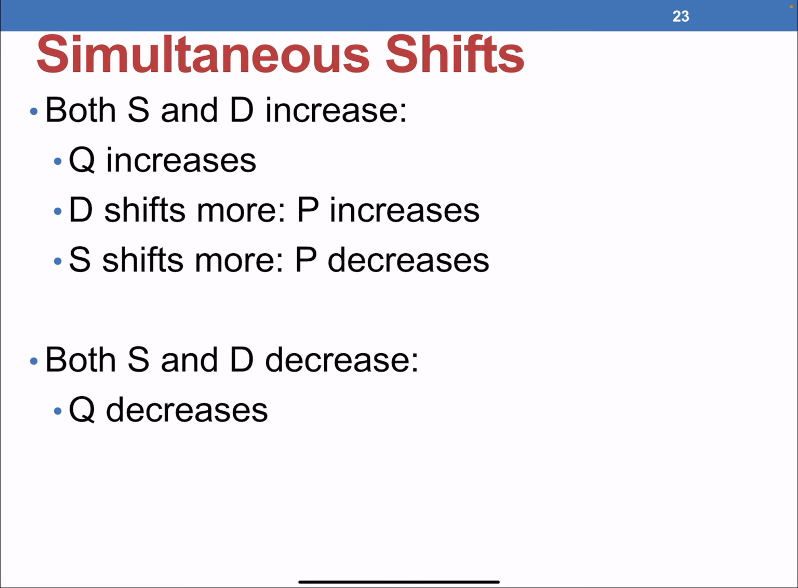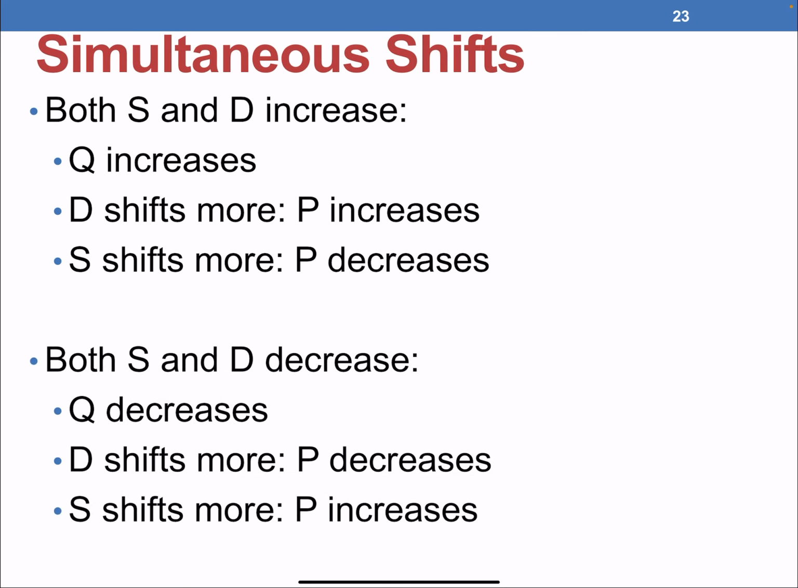So we talked about one side of the market changing, but in reality, we can have more than one factor impact the same market at the same time. And we call those simultaneous shifts. So here's the hard part of simultaneous shifts. You will know for certain what happens to either quantity or price, but you will not know for certain what happens to the other. It will depend on which side of the market changes more.